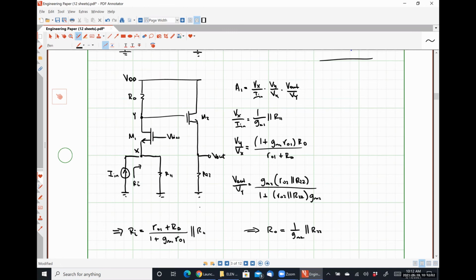The part of the answer that we got from the last class that is wrong is this transfer function when channel length modulation is included. If channel length modulation were not included, this is GMRD. When channel length modulation is included, this is what we should get, this is what we should replace GMRD with.